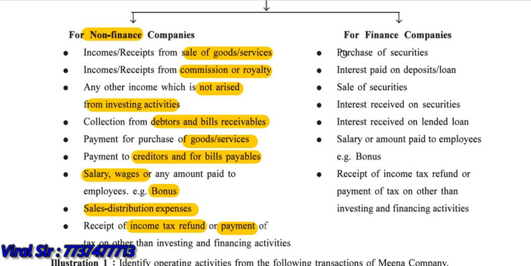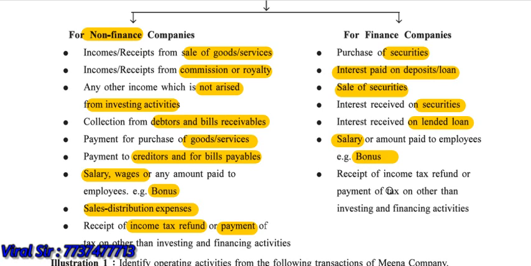So for them, operating activities are purchase of securities, interest paid on loan, sale of securities, interest received on securities, interest received on lended loan. Why? Because this is the work, this is the job of them, this is their operations. They give loans, they receive interest on loans. So this is their working. So this is operating for them.